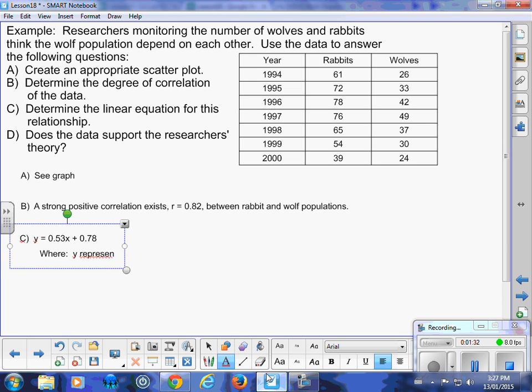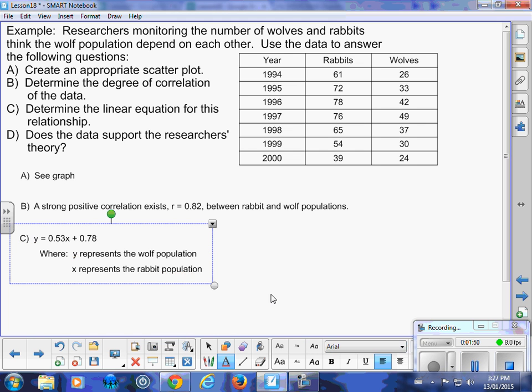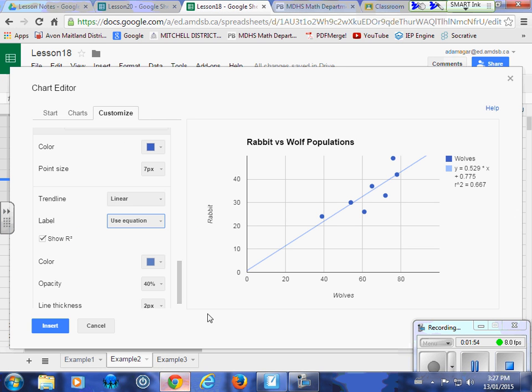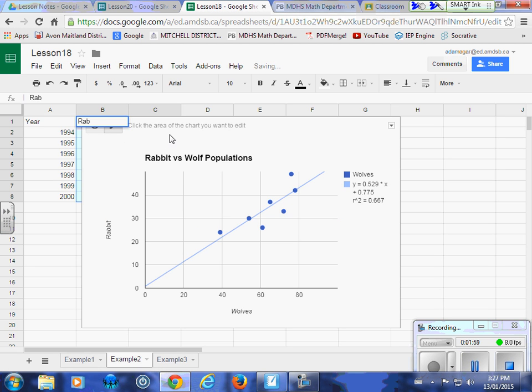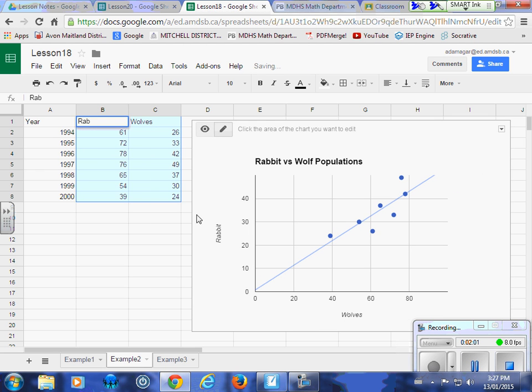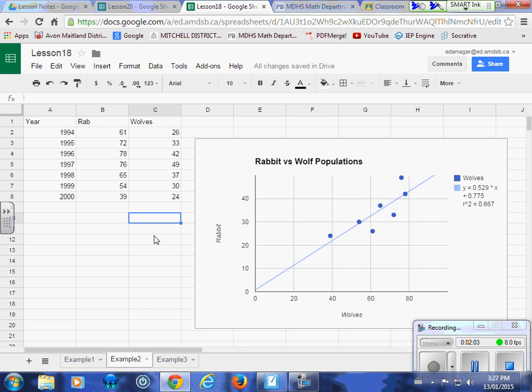y represents the wolf population and x represents, and yes, for those that are wondering, it is important and necessary to do this. You need to identify your variables for me. So there we go. So we know we have a strong positive correlation based on our graph. Got all the information I need. I'm just going to hit insert, and there we go. The graph is now available for re-referencing if you want to come back and take a look.